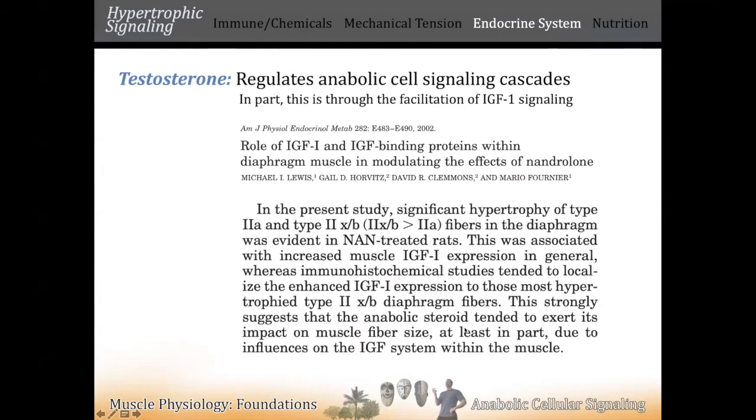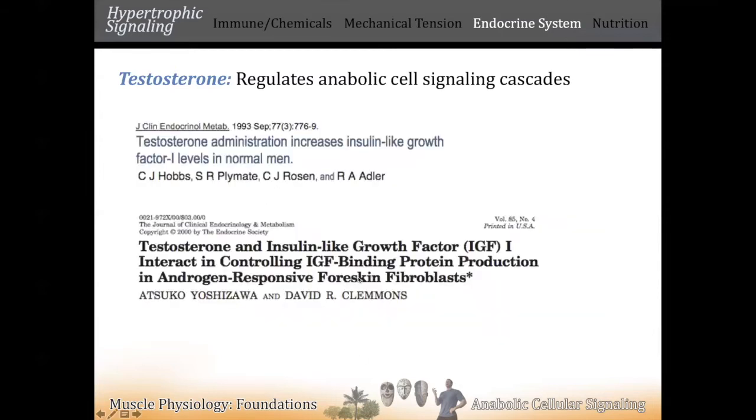And the consequence is where you're seeing more of it is in those higher threshold fibers. You remember when we went through the fiber types, you get into those higher threshold fibers, and you're seeing both more IGF-1 and more hypertrophy. So a lot of the testosterone effect is not just the release of calcium, but it's also IGF, insulin-like growth factor. And we've known this for quite a while. In 1993, testosterone administration increases IGF levels in normal men, in the 90s, right?